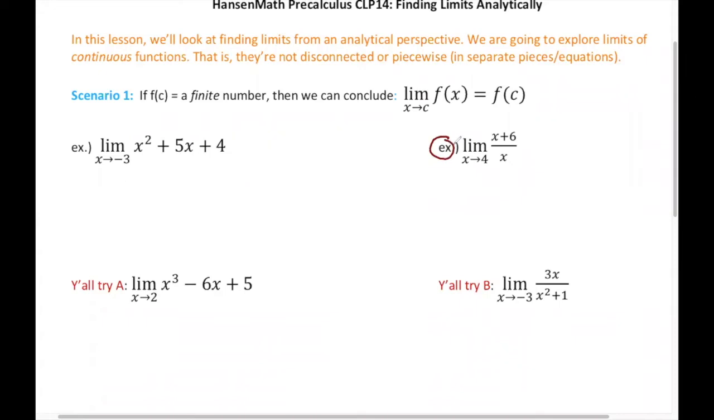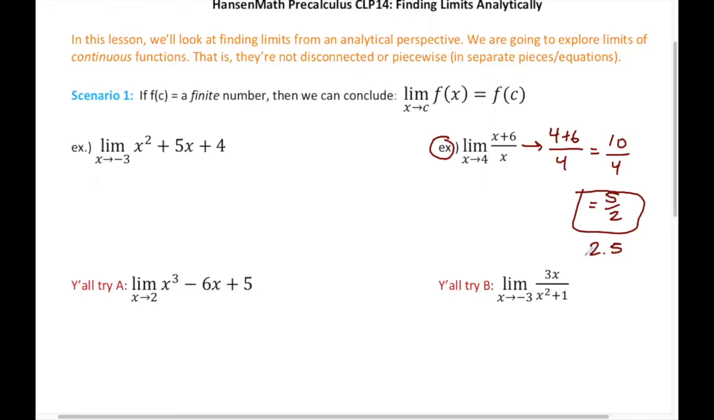In our next example, let's look at the limit as x approaches 4 for the function (x plus 6) over x. Let's plug in that value of 4. So we have 4 plus 6 over x, which is 4, so 10 over 4. If we divide numerator and denominator by 2, we get 5 over 2, which is our limit. It could also be helpful to look at that as 5 divided by 2, which is 2.5. So the limit is 5/2 or 2.5. That was simply done by plugging in.